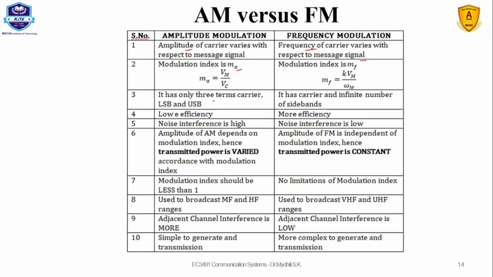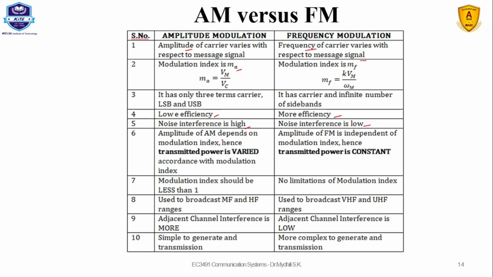AM has three terms, that is carrier, lower sideband and upper sideband. It has only one carrier with a small number of sidebands, with respect to the equation we have arrived at. Here it has lower efficiency because, due to the number of sidebands being very few, more message signals cannot be transmitted. But in FM there will be more efficiency since there are infinite numbers of sidebands to carry the message signal. In AM the noise interference is much higher, whereas in FM the noise interference is low.